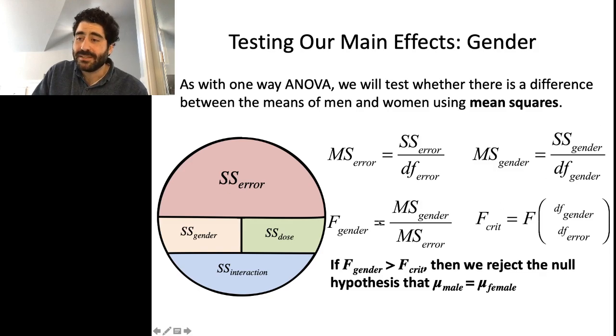If this ratio is big, it means that we can explain a lot of the variability in our data based on this gender label. And so if this is really big, then we would reject this null hypothesis, right?